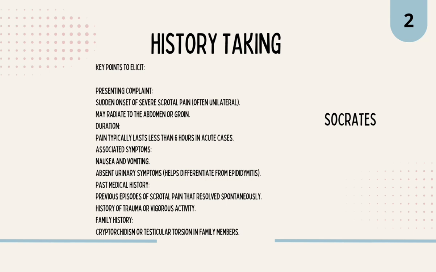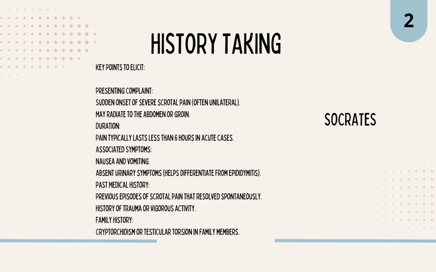Okay, next is past medical history. You should ask for the past medical history of the patient. If he already had an episode of scrotal pain that then resolved, or he has any history of testicular torsion in the past, that is an important thing that you need to think about. And also you should ask for the history of trauma, because sudden trauma can cause torsion, or vigorous activity in the past few days. Vigorous activity of the testes can also cause some kind of testicular torsion in some cases. So you need to also ask about that history.